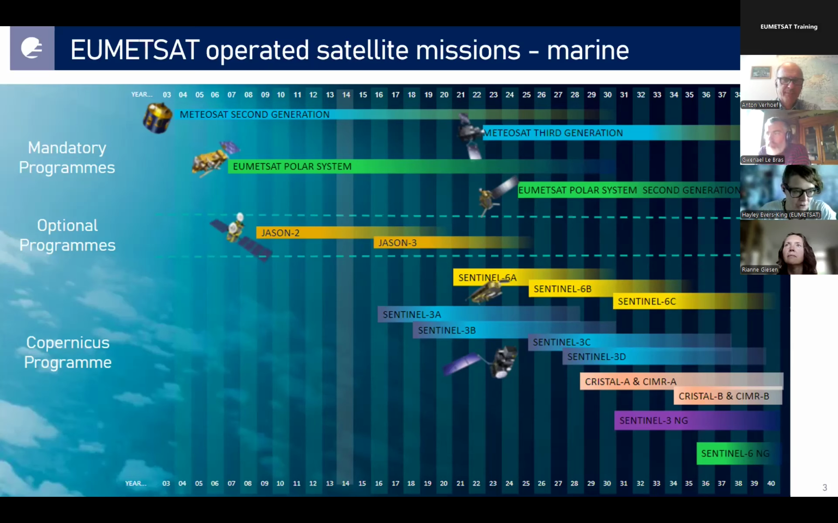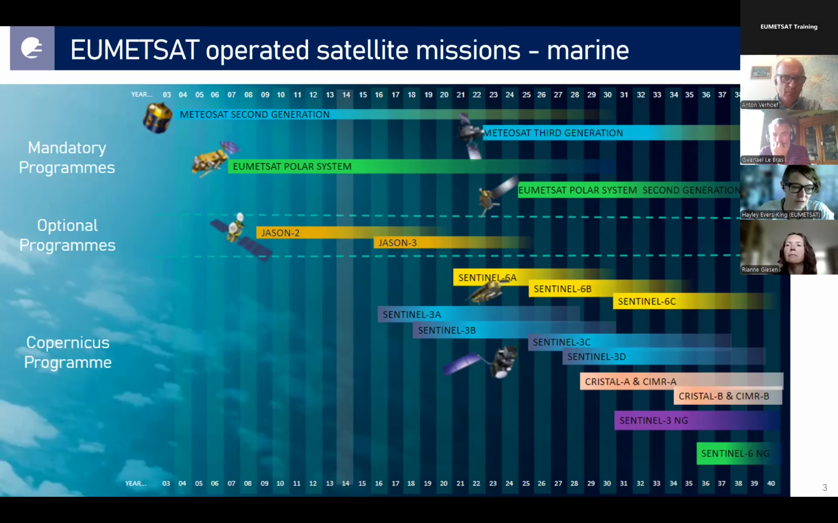The mandatory programs are where the majority of the weather-related data that you'll work with comes from. This is our Meteosat and Polar System satellites that you'll see there. We've just launched a couple more recently, and a growing number going forward. We also have our optional programs. So this is our altimetry, which also produces some wind-related data if you're interested. So starting with Jason 2, progressing into Jason 3.